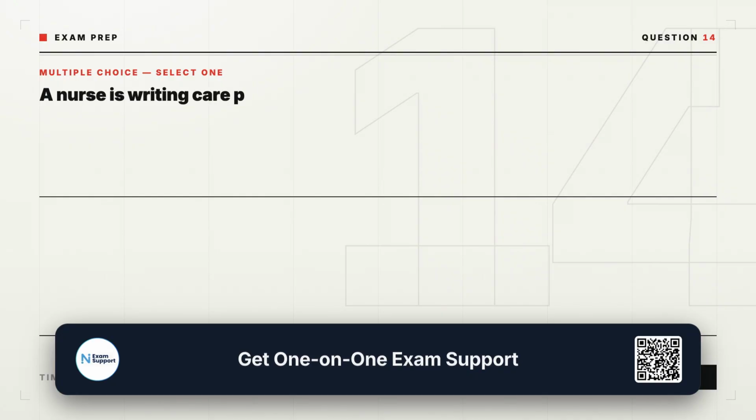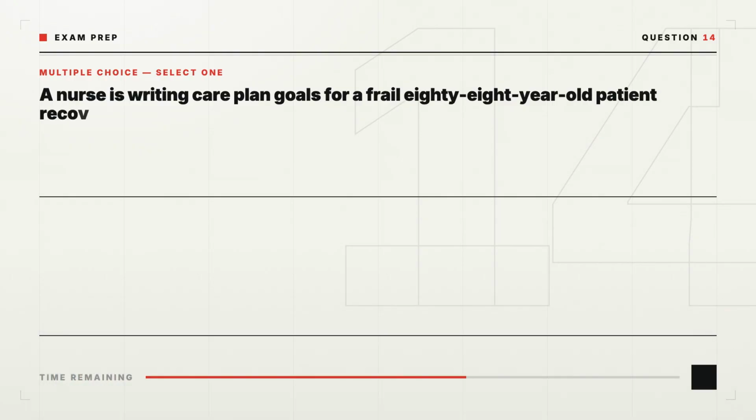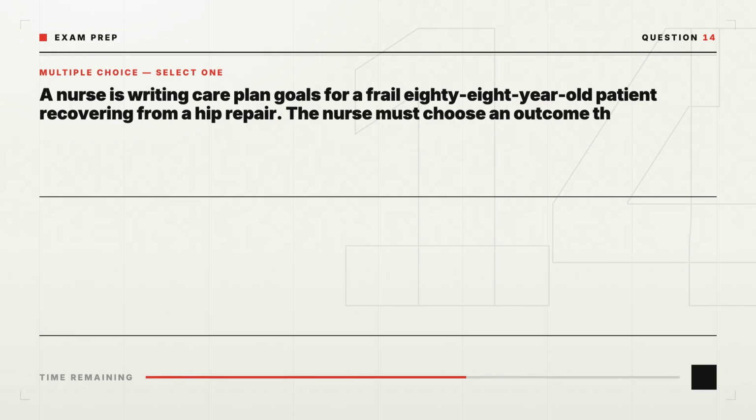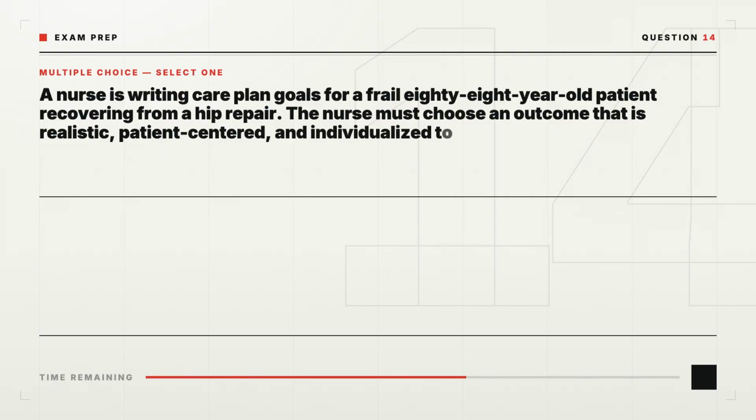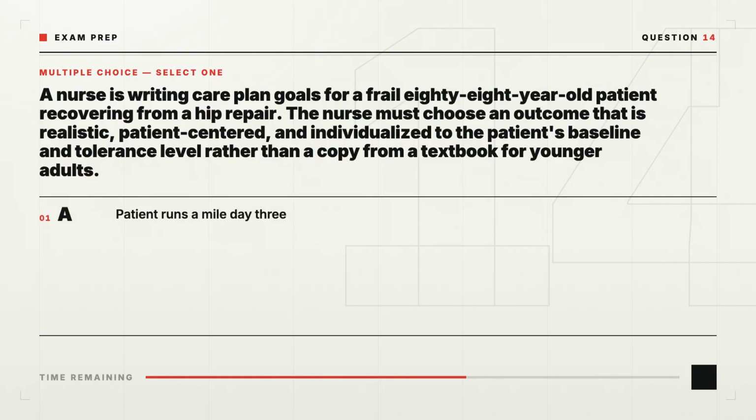Question 14. A nurse is writing care plan goals for a frail 88-year-old patient recovering from a hip repair. The nurse must choose an outcome that is realistic, patient-centered, and individualized to the patient's baseline and tolerance level rather than a copy from a textbook for younger adults. Your options are: A. Patient runs a mile day 3.